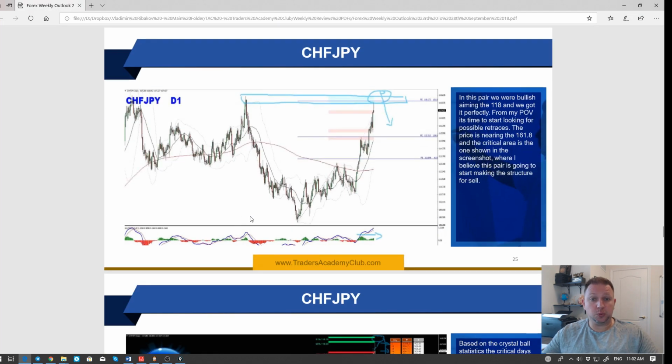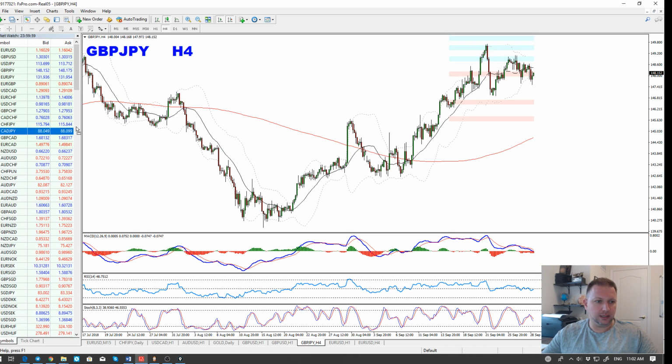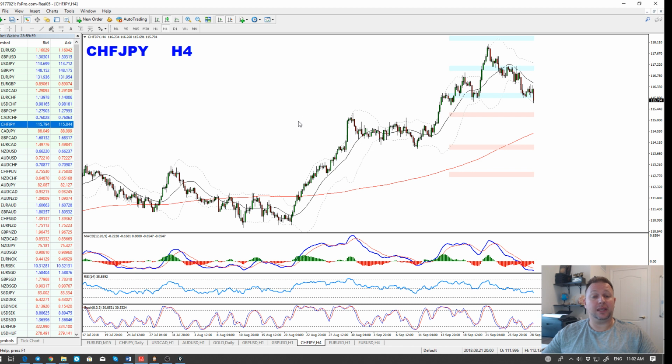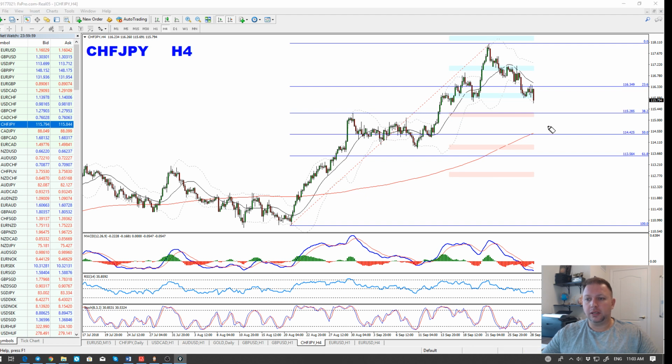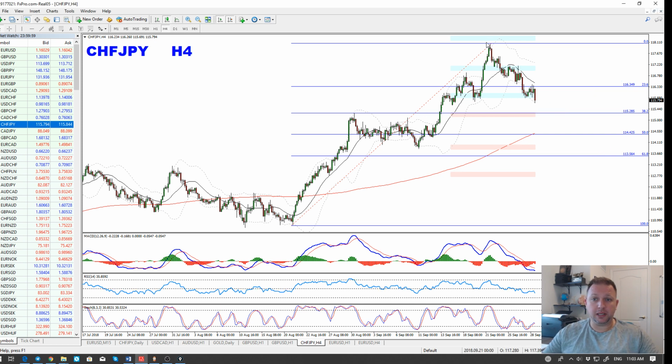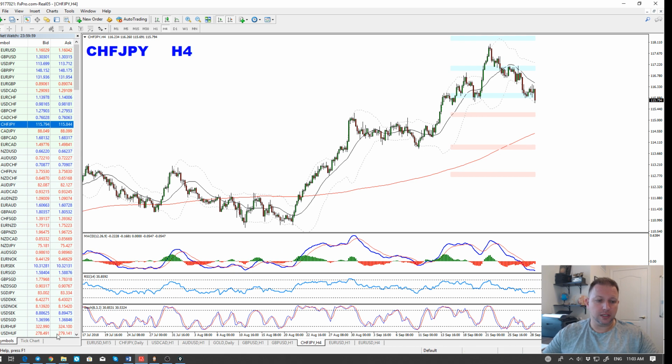Next one on the list, Swiss yen. We wanted to go for a sell as long as the last top holds, and we got a beautiful sell. We are approaching the target of 38.2. This is the cash out here. So thumbs up for this pair and game over. The Swiss yen from here, from my point of view, is neutral.